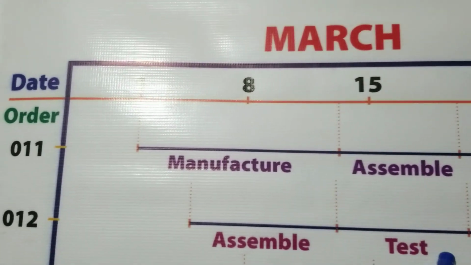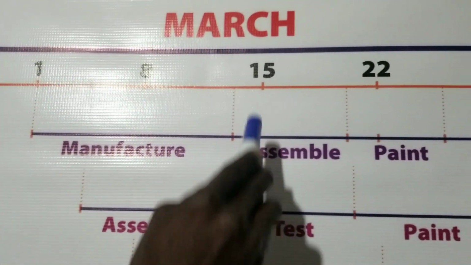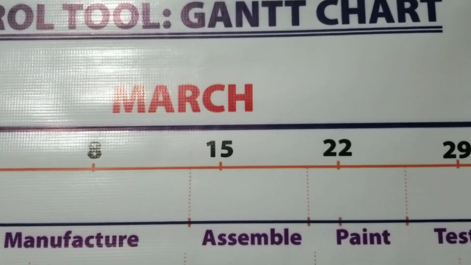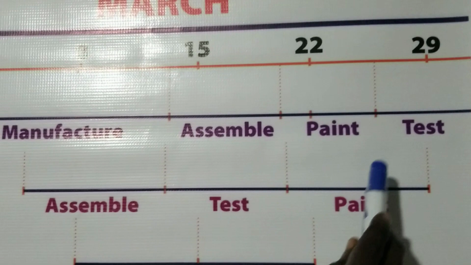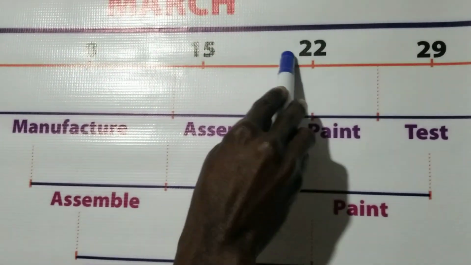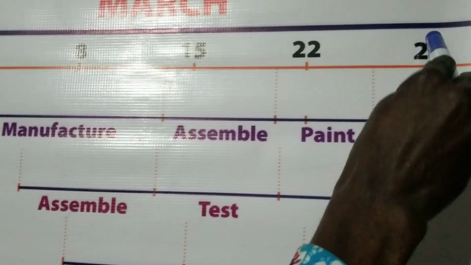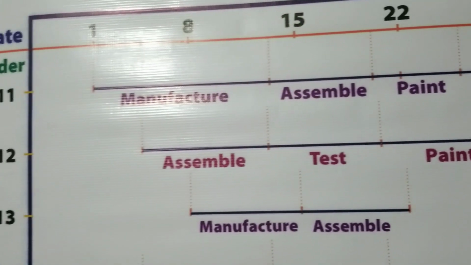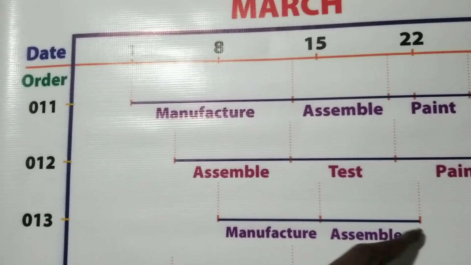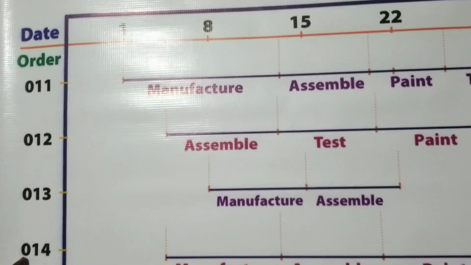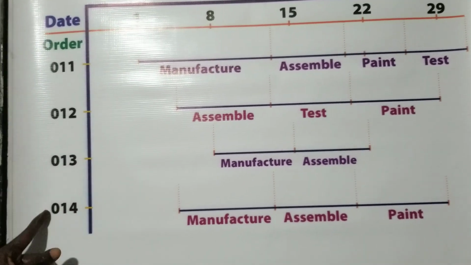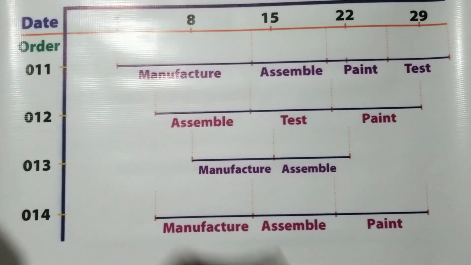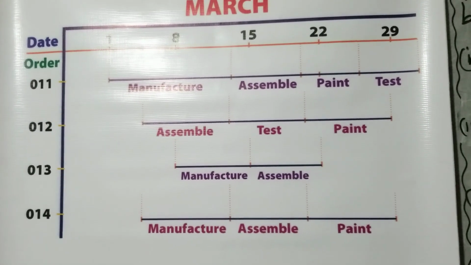Then testing here, it is testing. So testing should start on the 13th, and then it ends on the 20th. Then painting will start on the 20th, and then it ends on the 29th. So that is for that one. And so on and so forth for order 013, the same thing, and for order 014, that one too. This is the schedule. So this is what you see there.